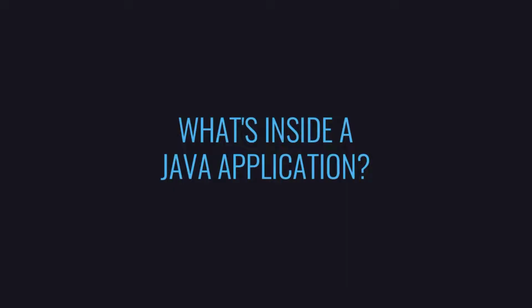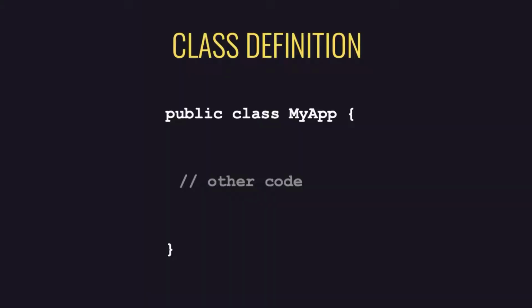So let's take a look at what's inside a Java application then. In other words, what are the components we'd expect to find inside a Java program itself? So first up, we have a class definition. And this basically is the main unit of code that you create in Java.